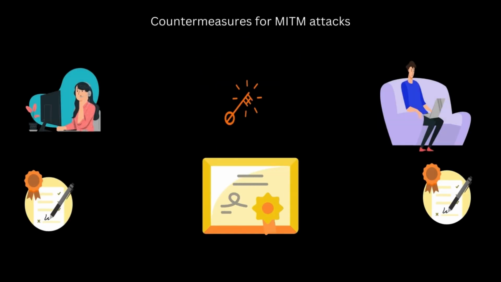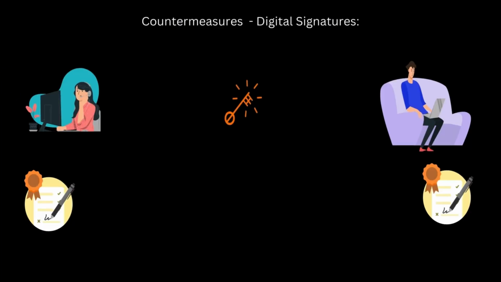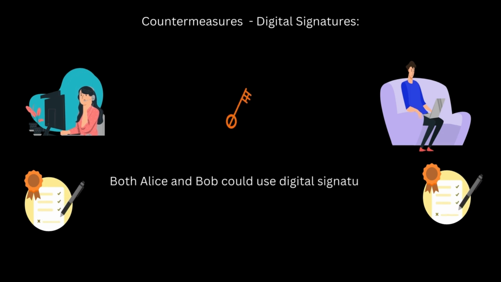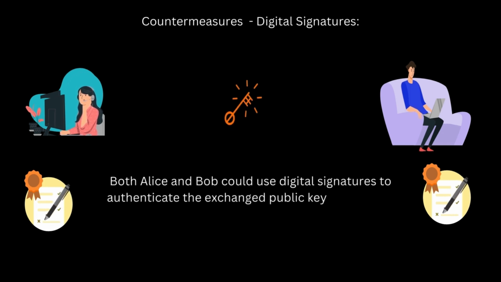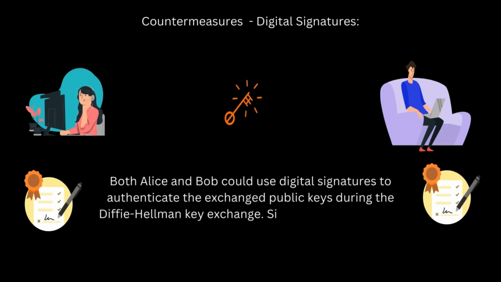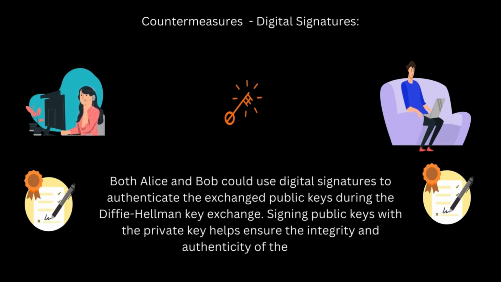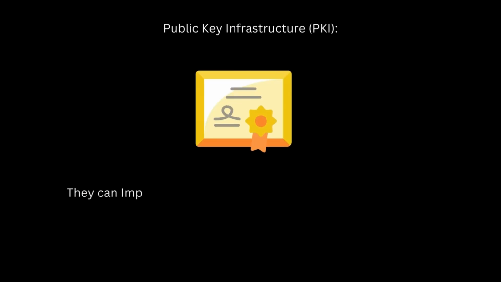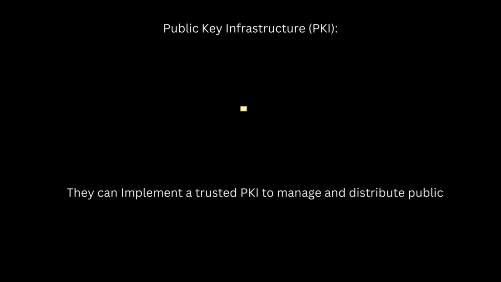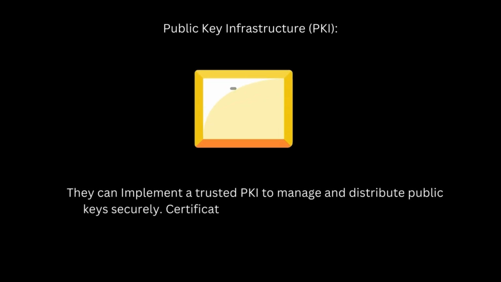Now, let's discuss some of the countermeasures that can be used to avoid man-in-the-middle attacks. Since the problem lies in the authentication of the sender and receiver, digital signatures can be used. Both Alice and Bob can use them to authenticate the exchanged public keys. During the Diffie-Hellman key exchange, signing public keys with the private key helps ensure the integrity and authenticity of the keys.